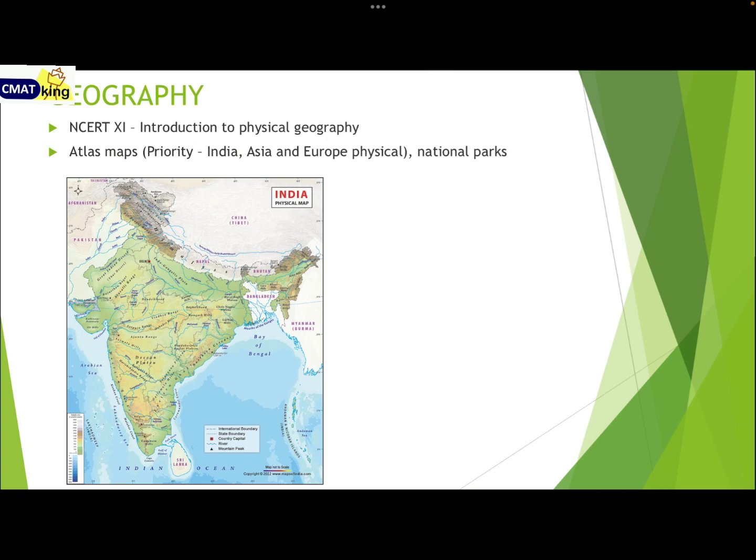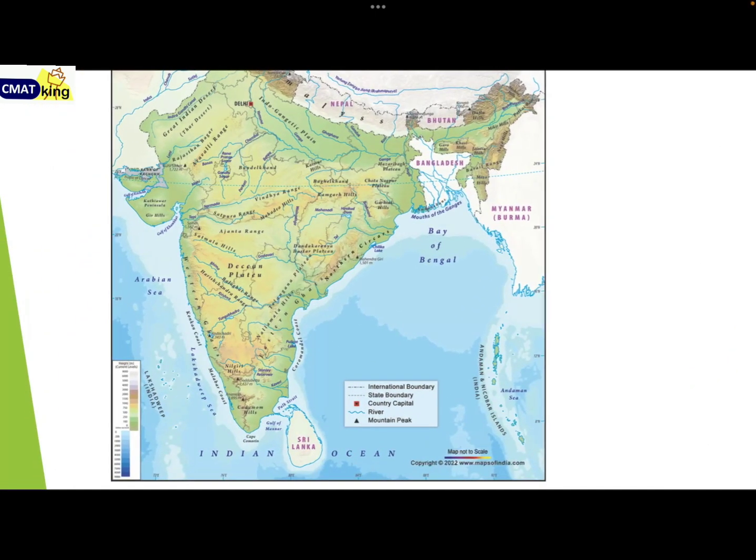Next topic would be geography. Here, the most important part are the maps. You have to give priority to these three maps. One is India, second is Asia, and third is Europe. Physical maps. I will show you how to study these maps.